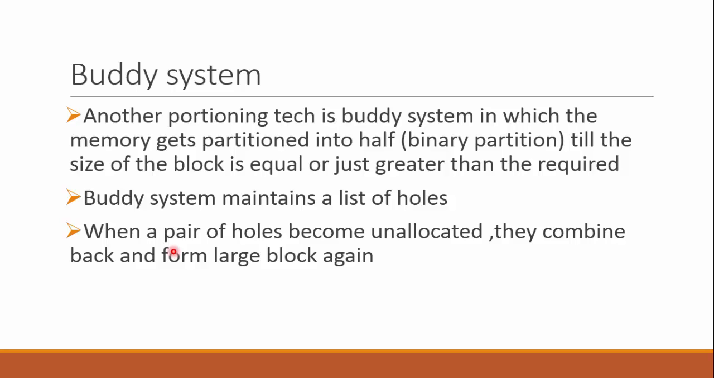There's another partitioning technique, the buddy system. What happens in the buddy system is, say you have a memory block, which is your whole memory, and then there is a process which requires some amount of space. The memory block divides into half, and repeatedly it partitions into half, half, half, until the partition is just equal to or a little greater than what is required by the process. Okay.